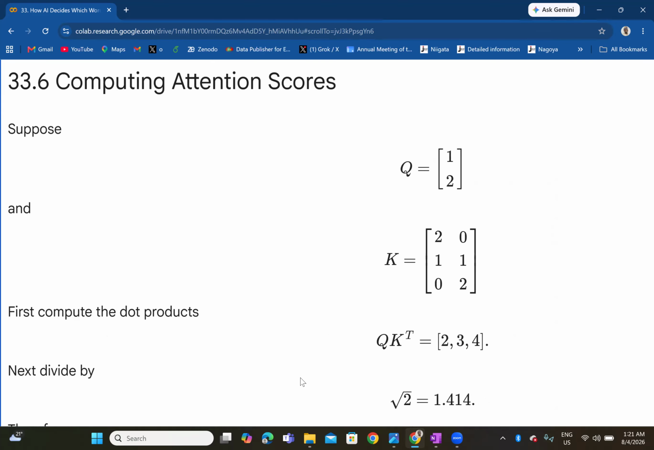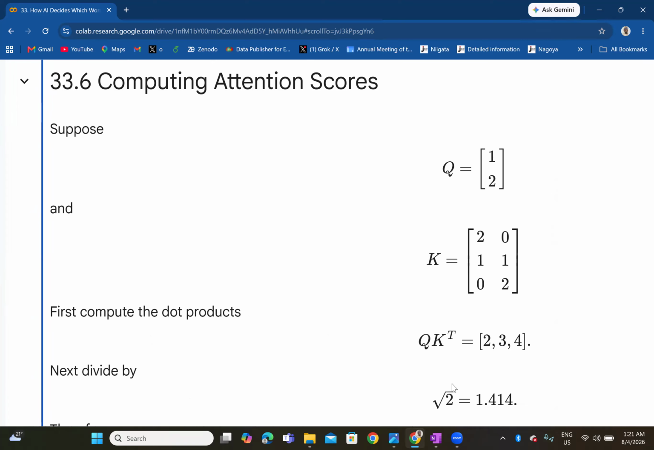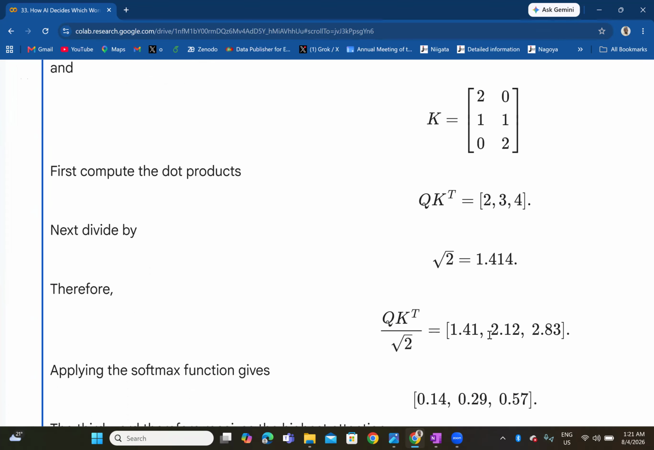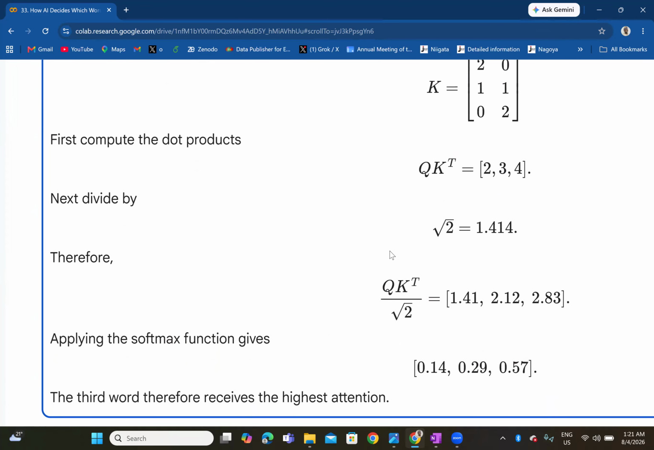So we can then next divide by the square root of 2, since d sub k is the dimension. The query is two-dimensional, so we have the square root of 2, which is 1.414. So we divide each of 2, 3, and 4 by that. That's the scaling part of it. Therefore, we say QK transpose all over the square root of 2. That's 1.414, 2.12, 2.83. So this is 2 over root 2, this is 3 over root 2, this is 4 over root 2.